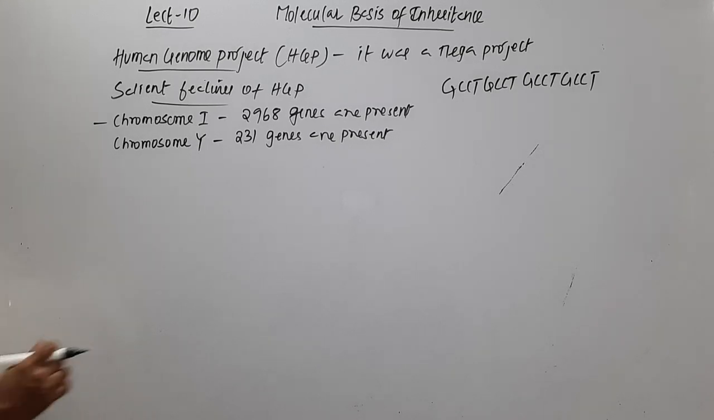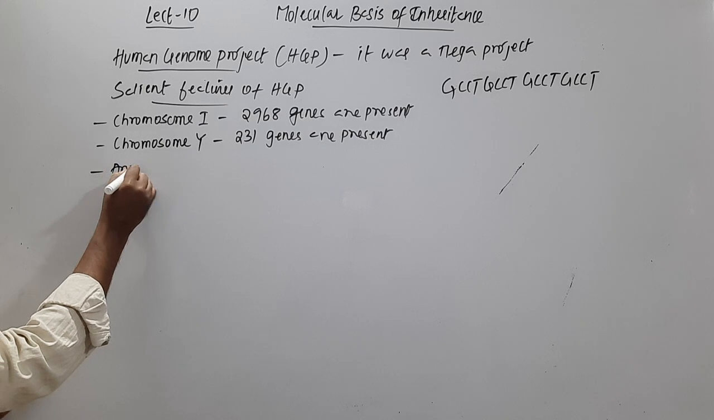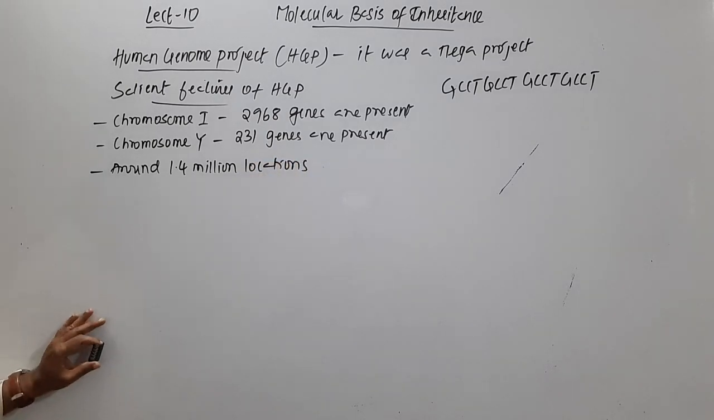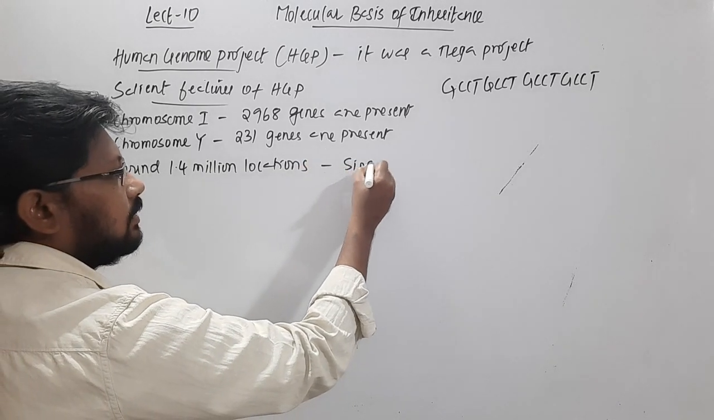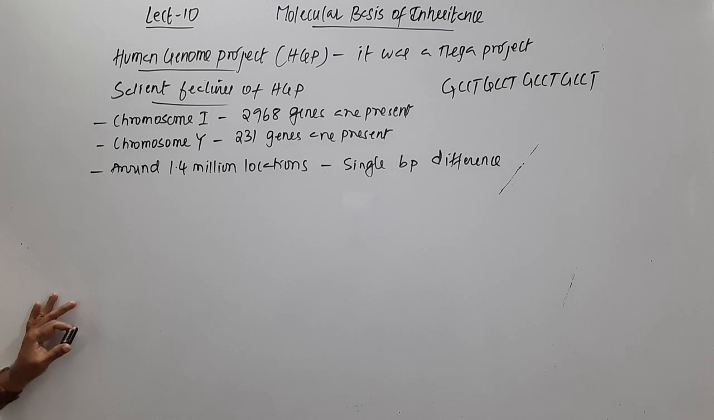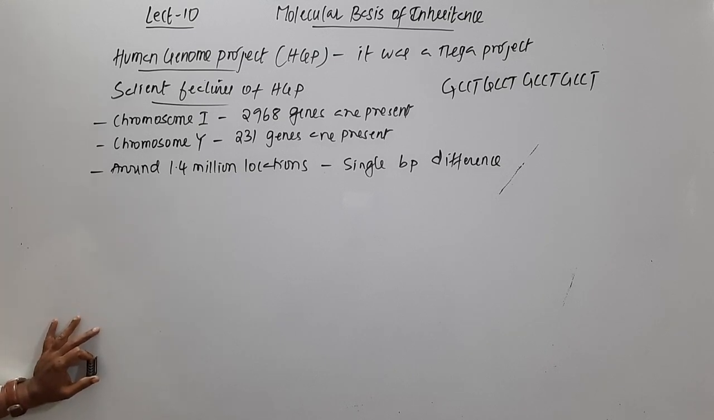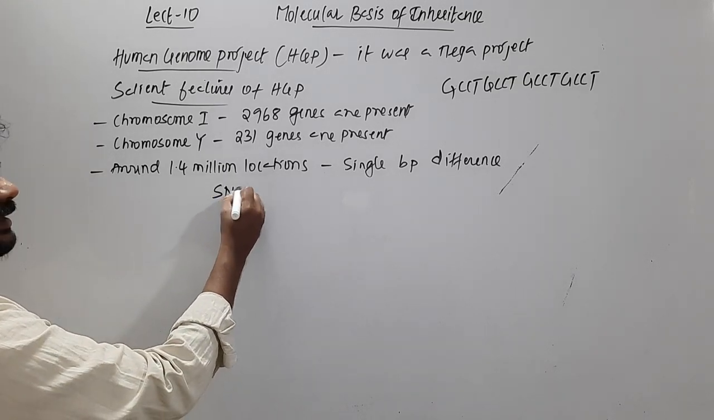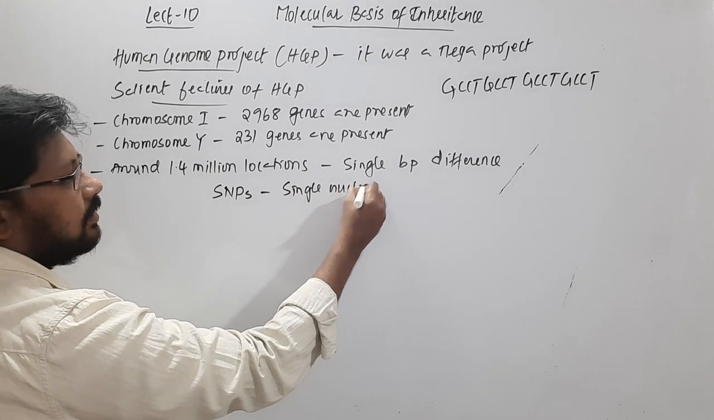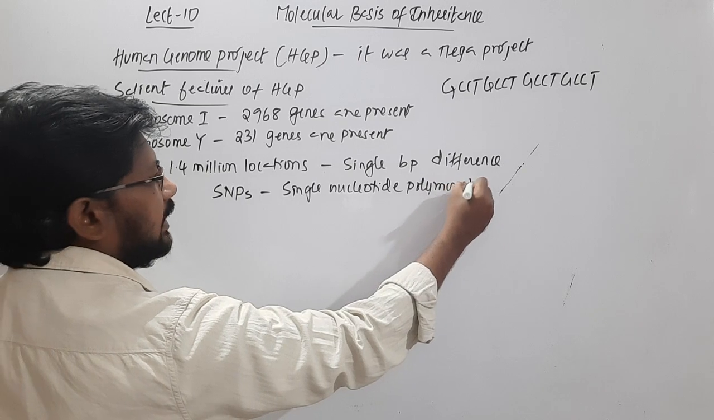And then scientists also identified about 1.4 million locations where they observed a single base pair DNA difference. So around 1.4 million locations they have found single base pair difference, and that we call SNPs. SNPs stands for single nucleotide polymorphism.